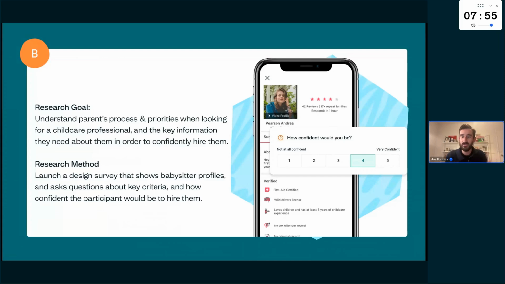Now, the method for this proposed research plan, let's say research plan B, is not to do interviews, but to launch a design survey that shows babysitter profiles, maybe shows some key screens and information from the babysitters, and then asks parents or participants questions about key criteria and how confident the participant would be to hire a given babysitter.